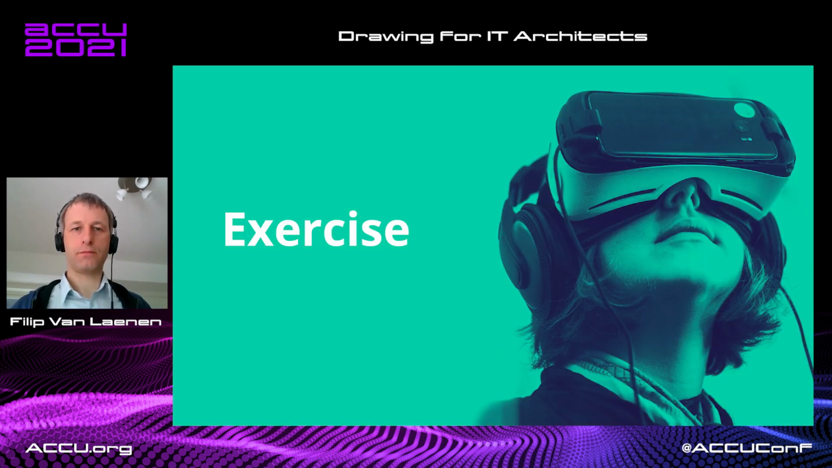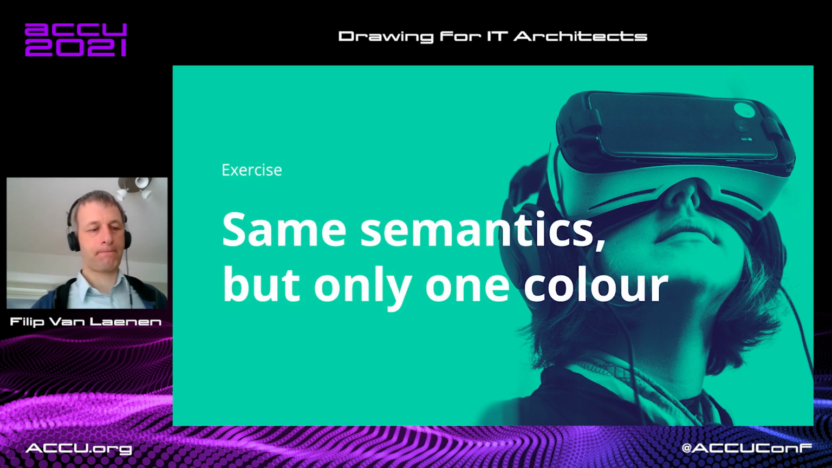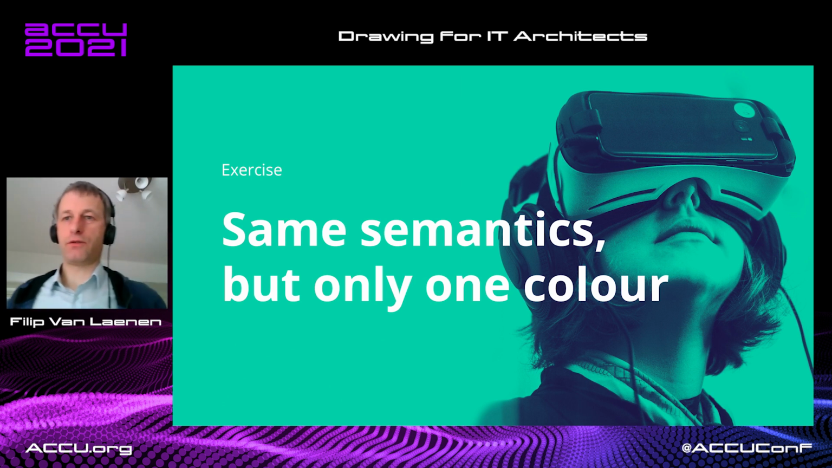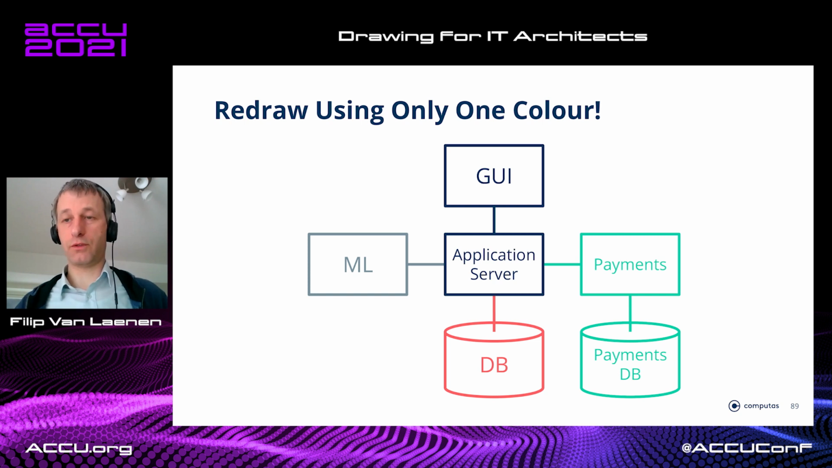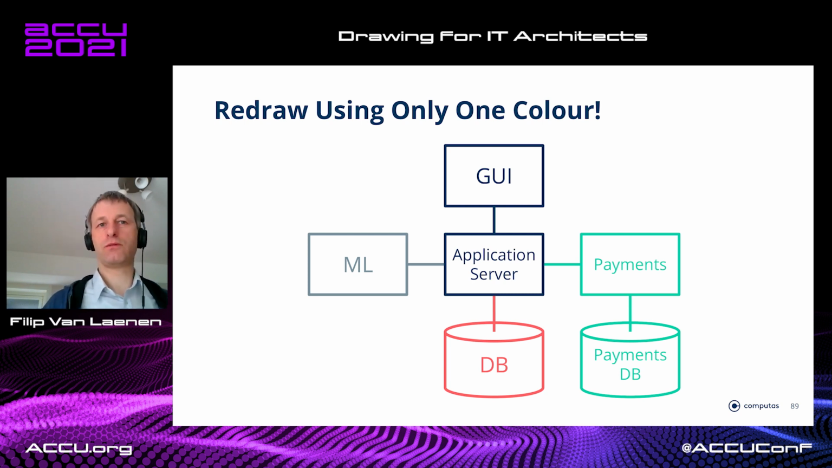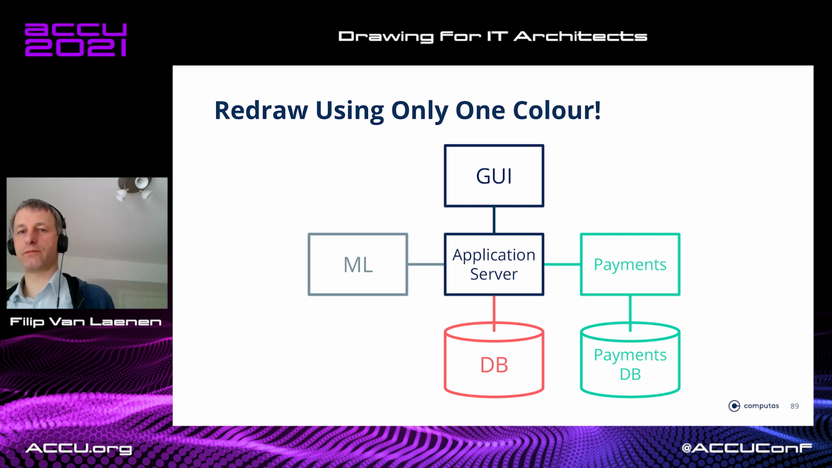Now, a new exercise. This is a bit longer one. I would like you to use a few seconds to draw the same drawing that I showed you, but use only one color. So don't use colors to signal what we talked about, like the two components to the right are new or special. The database is maybe broken or down, and machine learning is a future extension. So try to draw this using only one color.